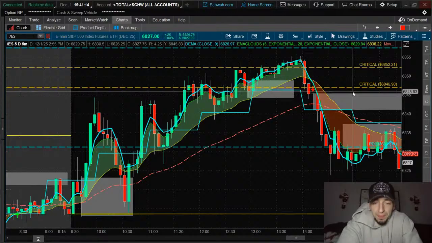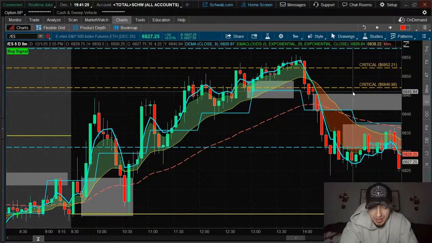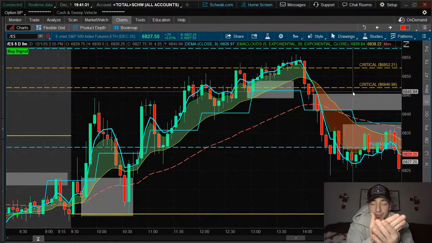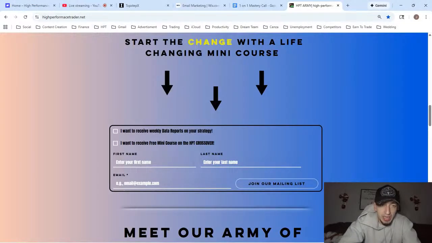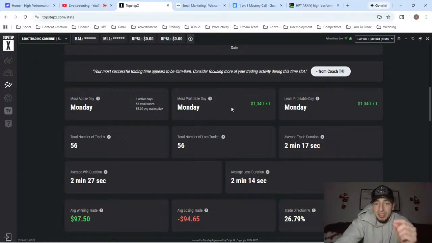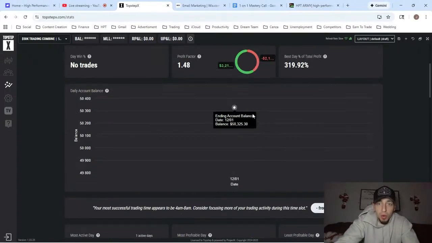But to do it, we need to have a system, we need to have a process, and we need to stop playing games. It is not our job to be perfect. It is our job to execute. One more time: it is not our job to be perfect. Perfection is not required to make money. Execution is required to make money.